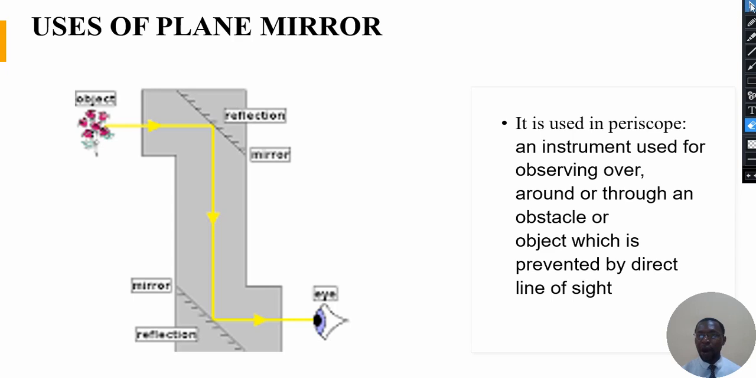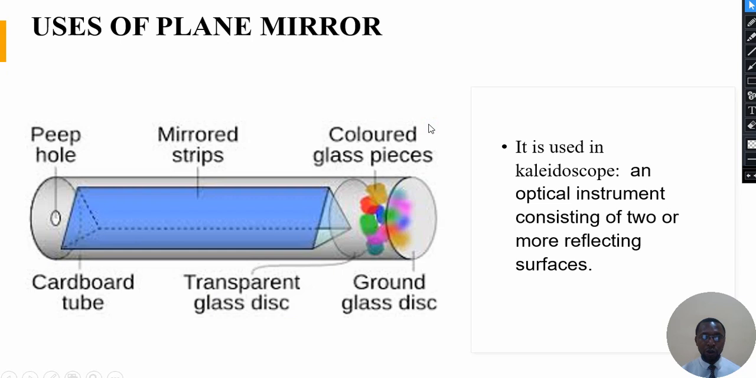All right, now the next use of a plane mirror is that it is used in a kaleidoscope. This is a typical diagram of a kaleidoscope. It's an optical instrument that consists of two or more reflecting surfaces. This is the kaleidoscope here. To see this kaleidoscope, we have three striped mirrors that are brought together to form this shape here. You see a triangular shape. So there are three mirrors that are brought together.